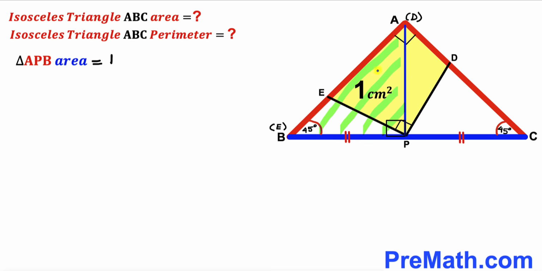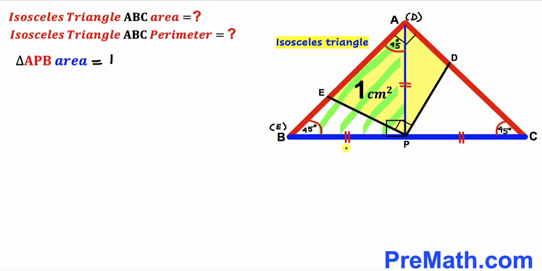And now let's focus once again on this right triangle APB. We know this angle is a 90 degrees angle. This is 45 degrees. So therefore this angle has got to be 45 degrees as well. And since these two angles are 45 degrees each, we conclude that this right triangle APB is an isosceles triangle. In other words, side BP length is going to be equal to side AP length.